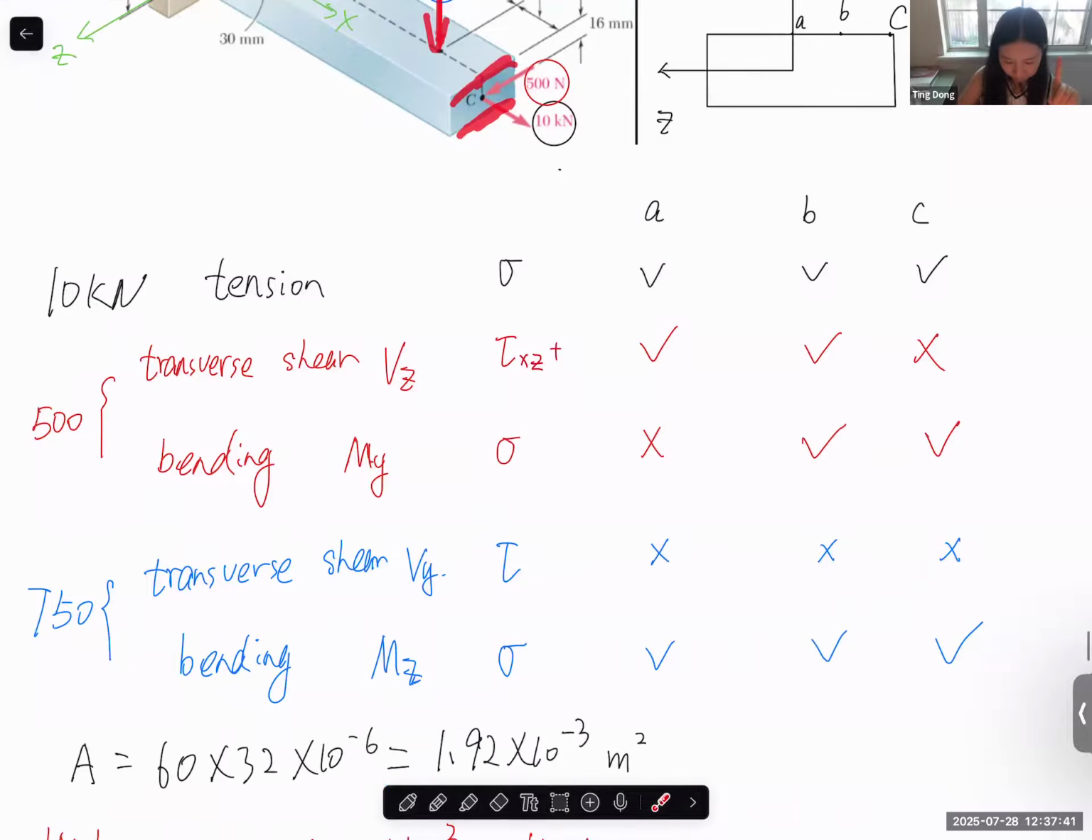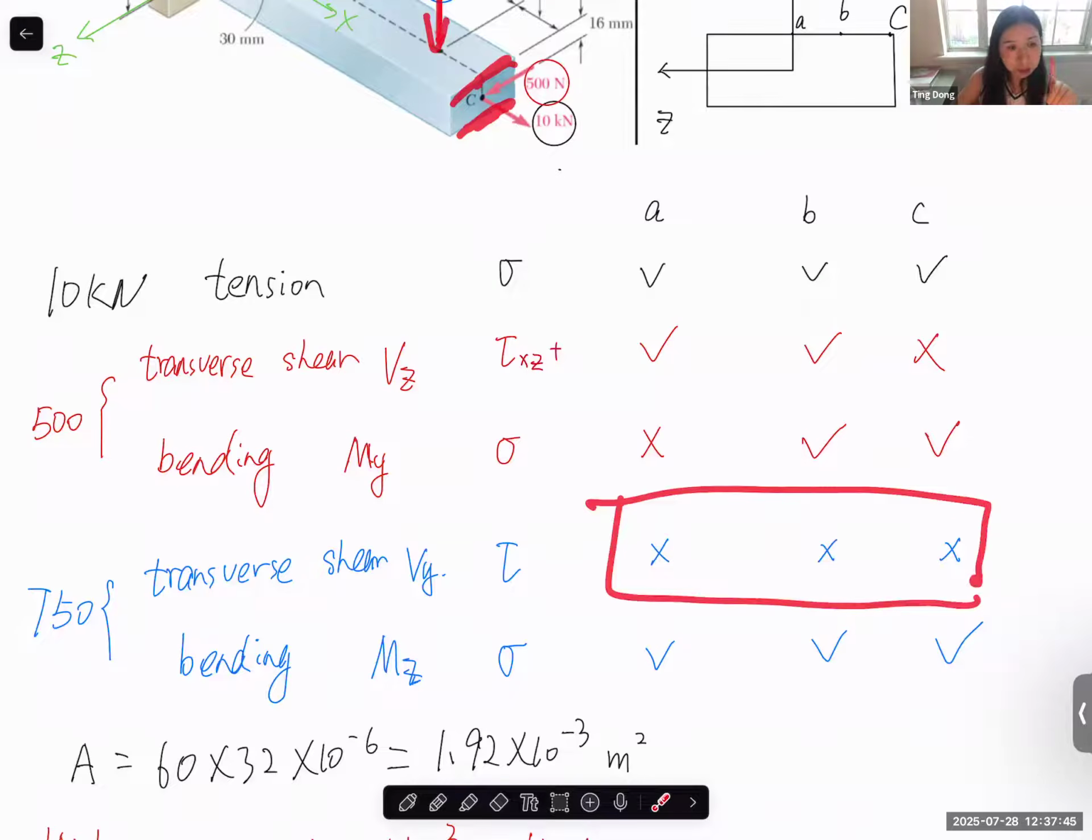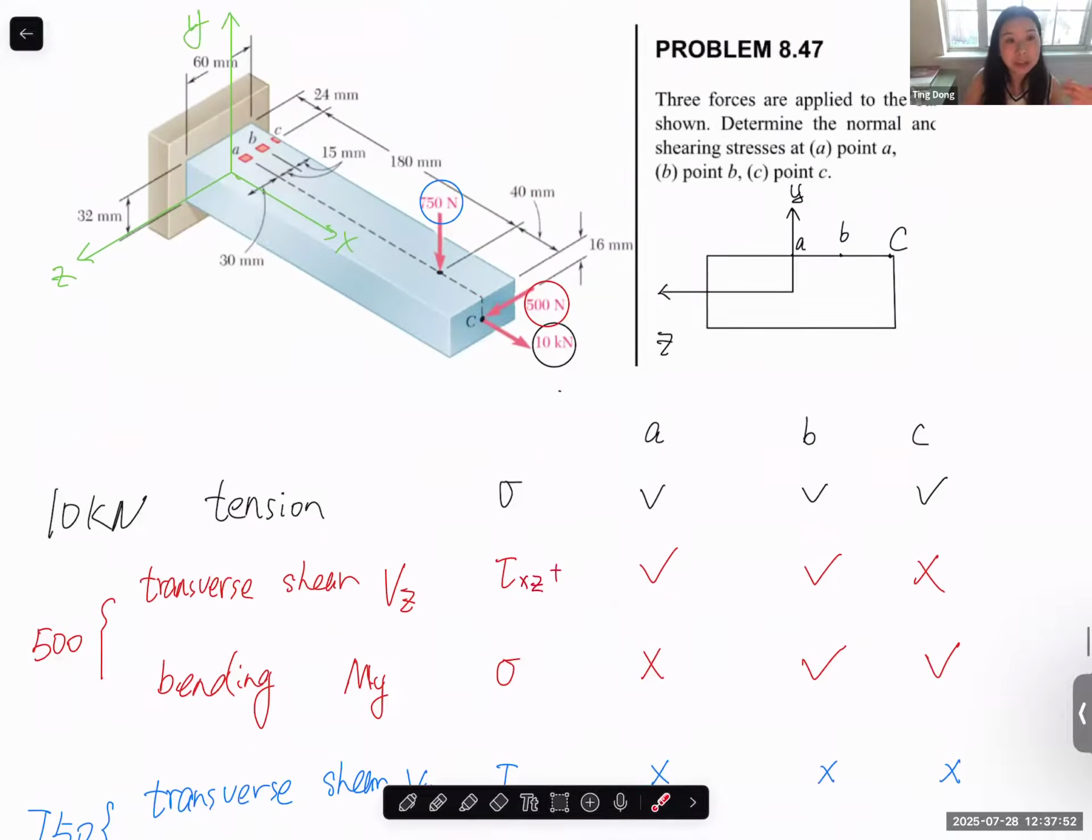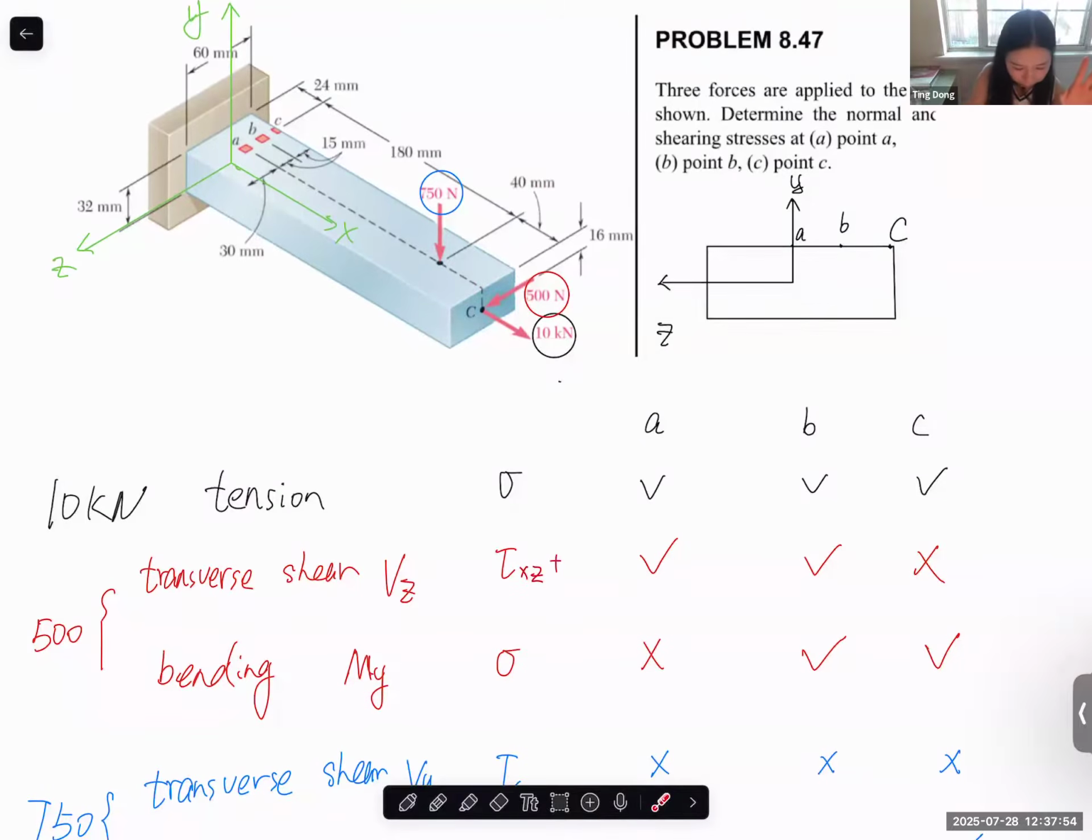So even though there is transverse shear in the y direction, the shear stress caused by this transverse shear force is 0. But of course, if I change the point to any point I want, let's say I draw a cross section here and put some point in between, then it's not 0. Then you need to calculate, right?